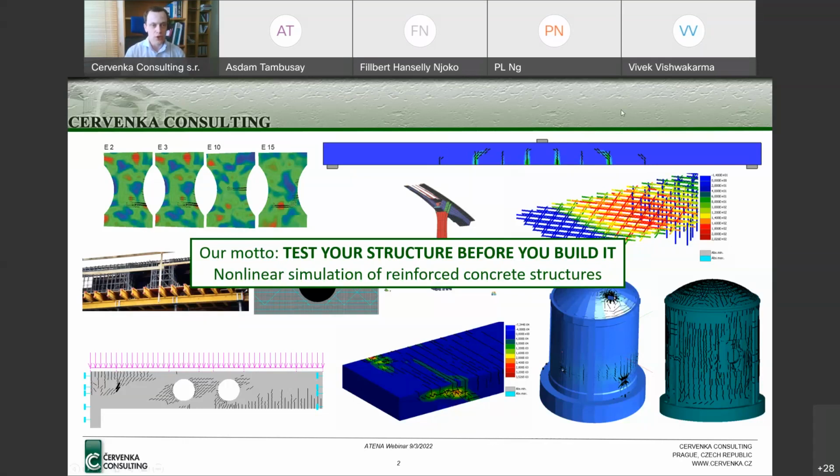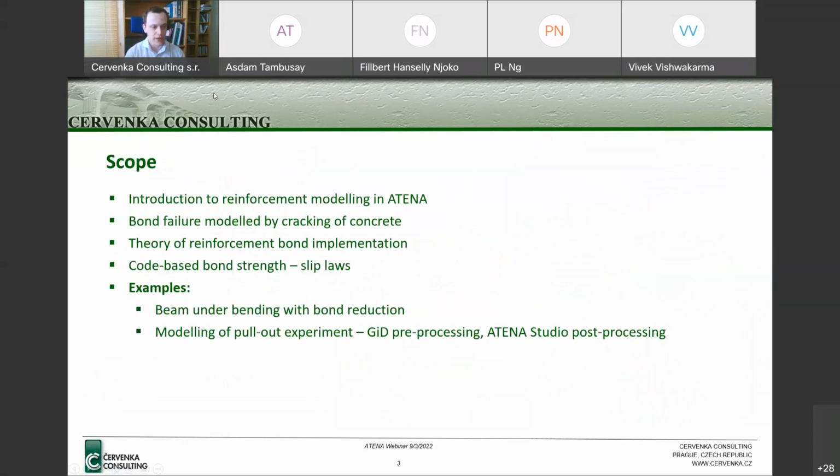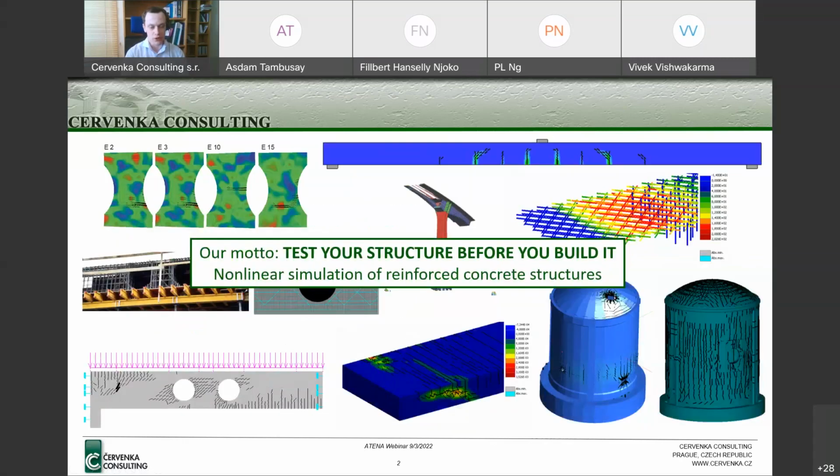to reinforcement. Our software can estimate yielding of reinforcement, or which is the topic of today's seminar. It can estimate the slipping of reinforcement bars with respect to the surrounding concrete.